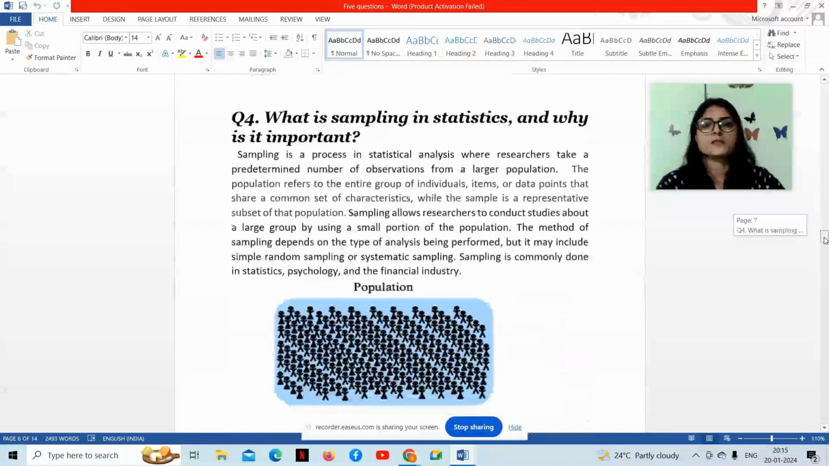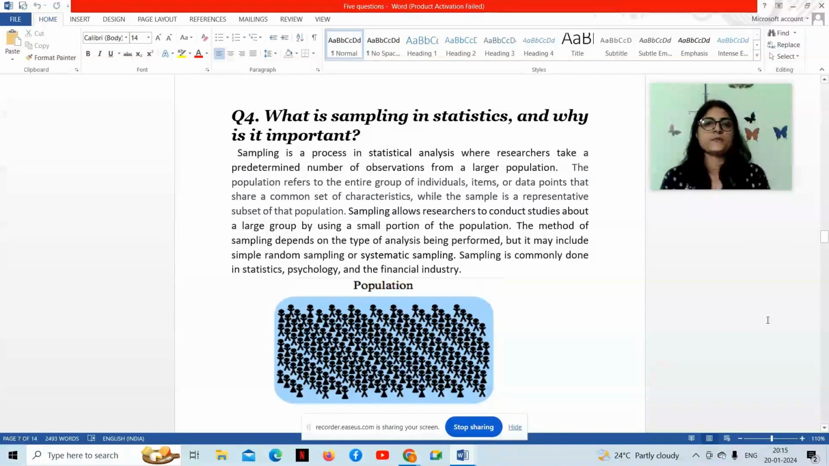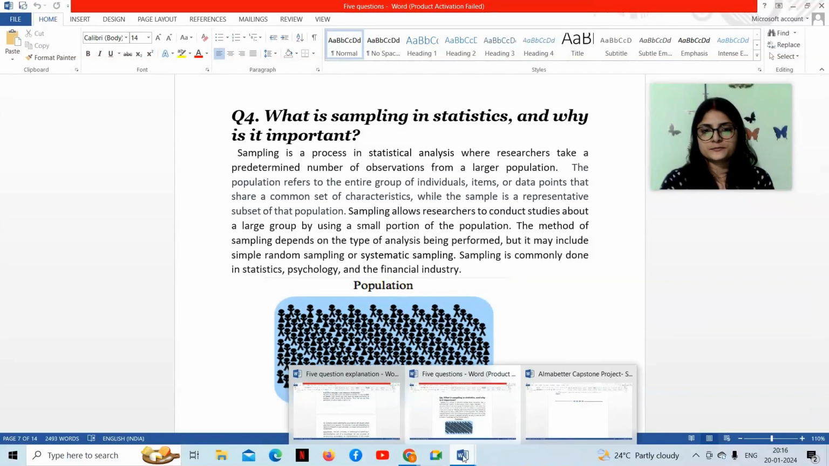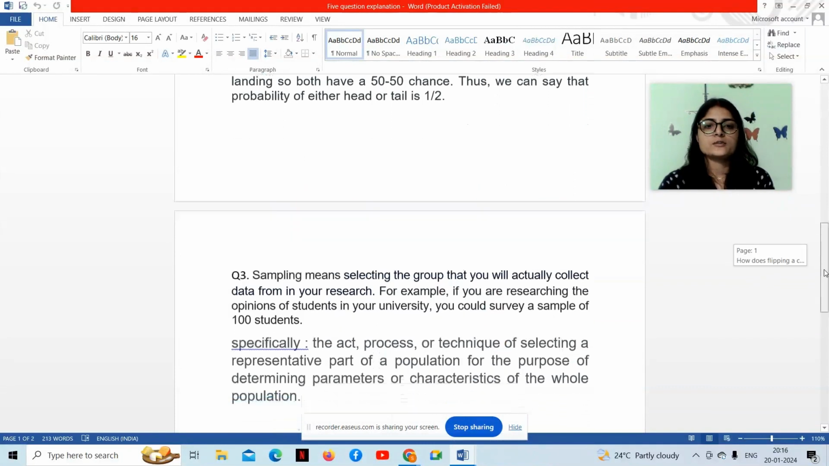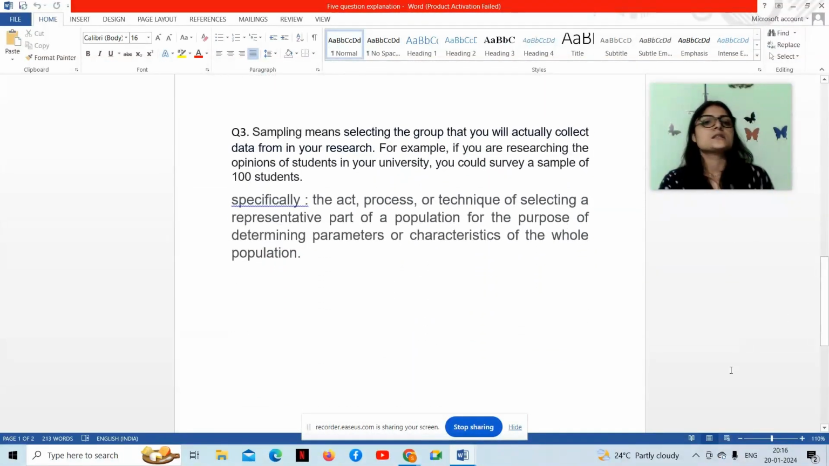Now let's move to the next part. What is sampling in statistics and why is it important? I have my own explanation for sampling. Basically, sampling means selecting the group that you will actually collect data from in your research. Okay, there is a large population, and we are selecting a sample.